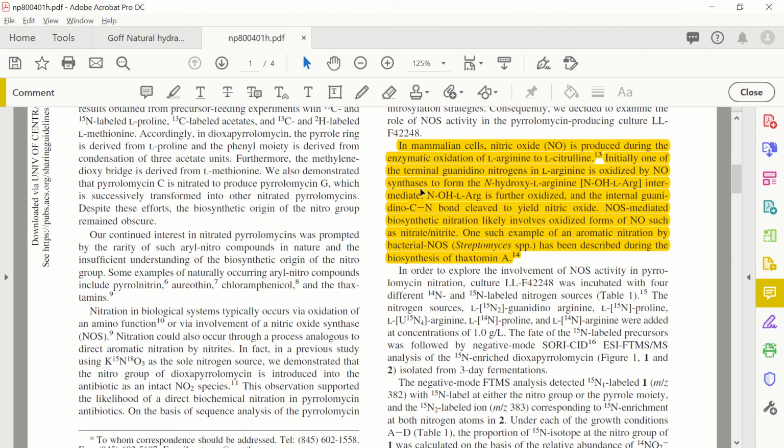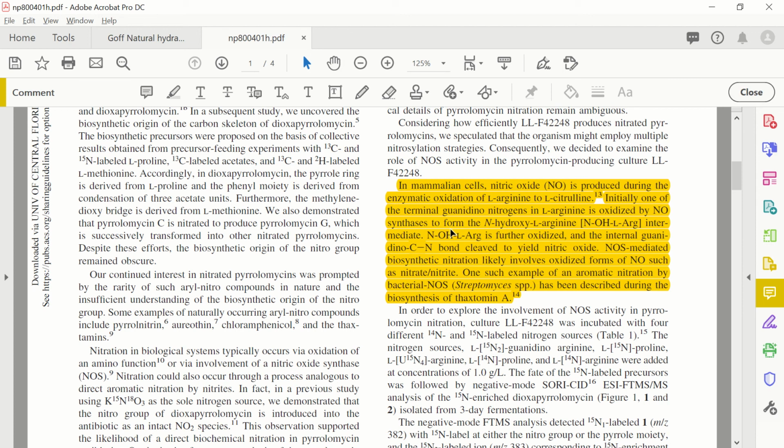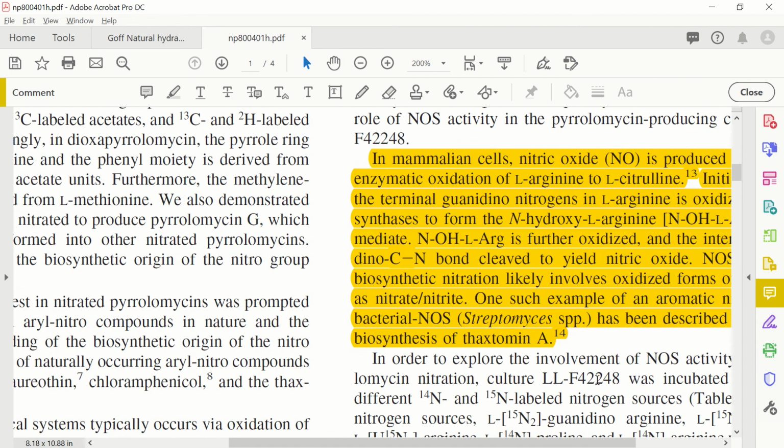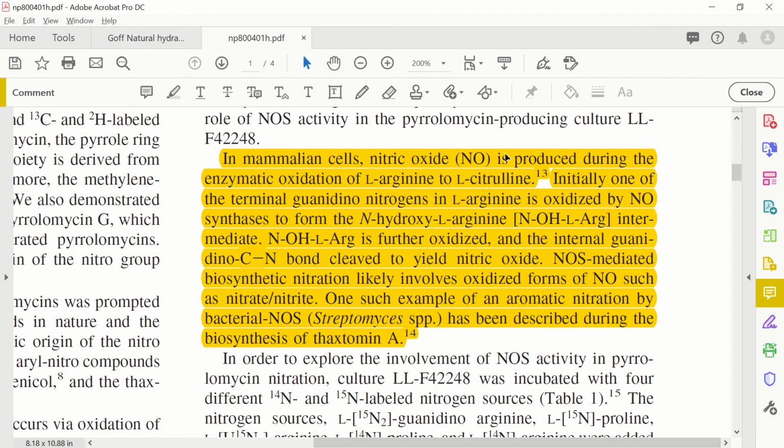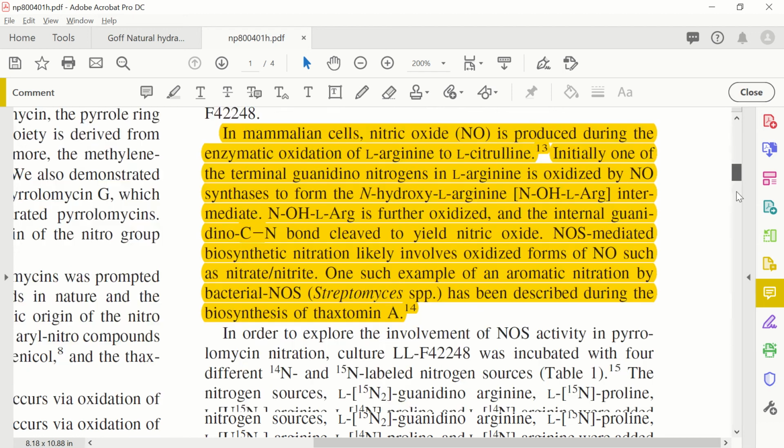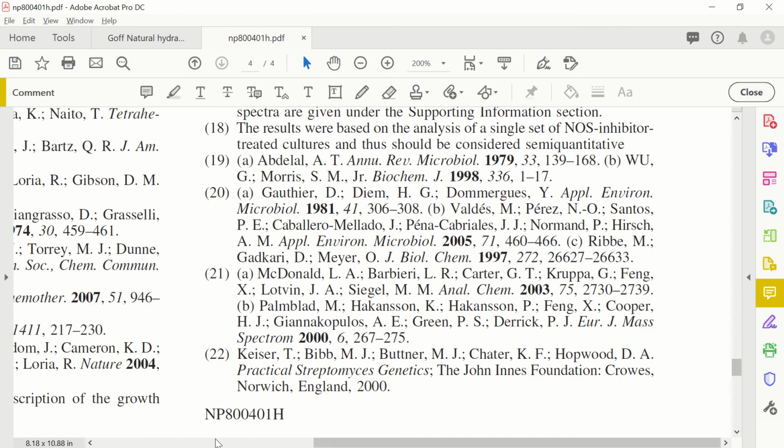And so I found within the introduction this highlighted passage, which discusses nitric oxide synthase in bacteria that was used to form a compound called Thaxtomin A. And so this seemed much more directed at what my current research question was. And remember, that was, is nitric oxide involved in natural product biosynthesis? So I looked at this reference, which is reference number 14.